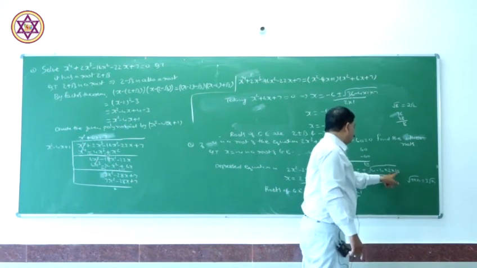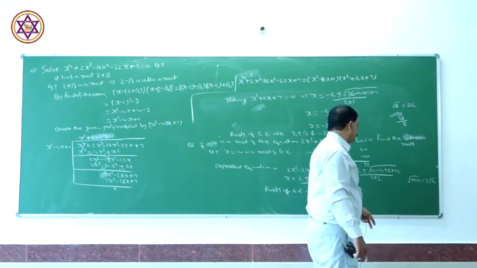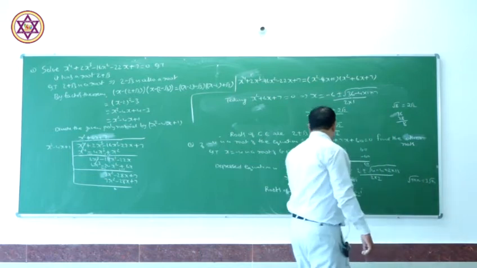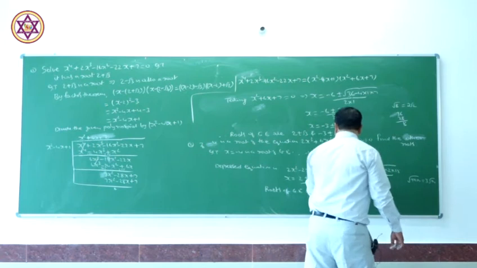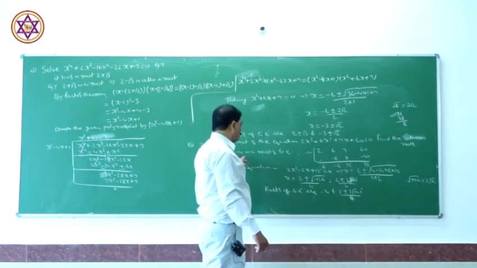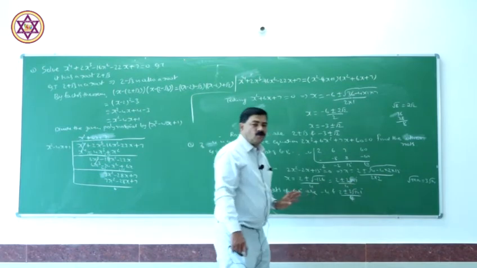30 into 4 is 120, and 4 minus 120 means minus 116... 126 can be written as 9 into 14, so we get 3 root 14 i, divided by 4. So, the roots of the given equation are minus 4 and 2 plus or minus 3 root 14 i divided by 4.